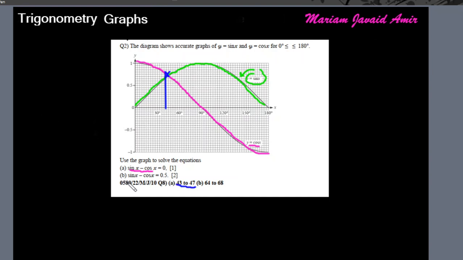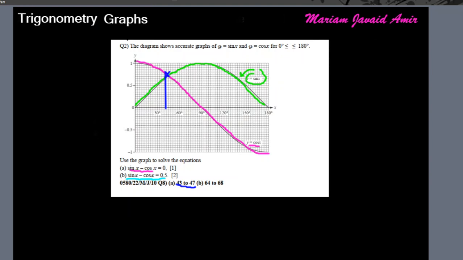Next is sin x minus cos x equals 0.5. So where in the graph is the difference between the two graphs 0.5? And also note it's saying sin x minus cos x. That means green graph minus purple graph. So the green graph should have a bigger value, which is in this region. So where in the graph is the difference between the two graphs equal to 0.5?